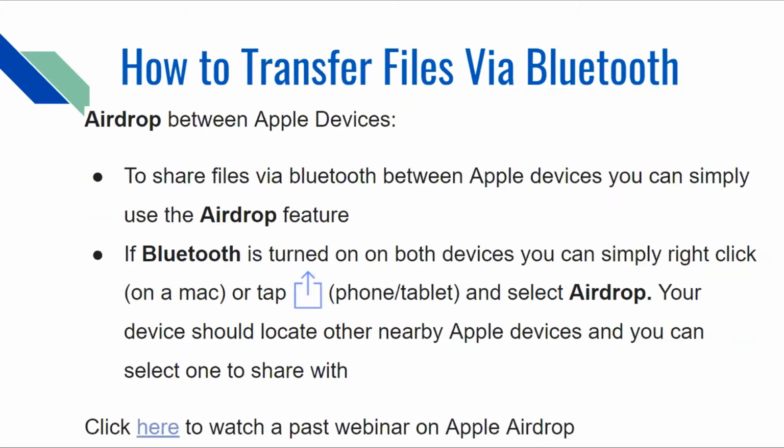How to transfer files via Bluetooth between Apple devices. To share files via Bluetooth between Apple devices, you can simply use the AirDrop feature. If Bluetooth is turned on both devices, you can simply right-click on a Mac or tap this icon on a phone or a tablet and select AirDrop. Your device should locate other nearby Apple devices, and you can select one to share with.